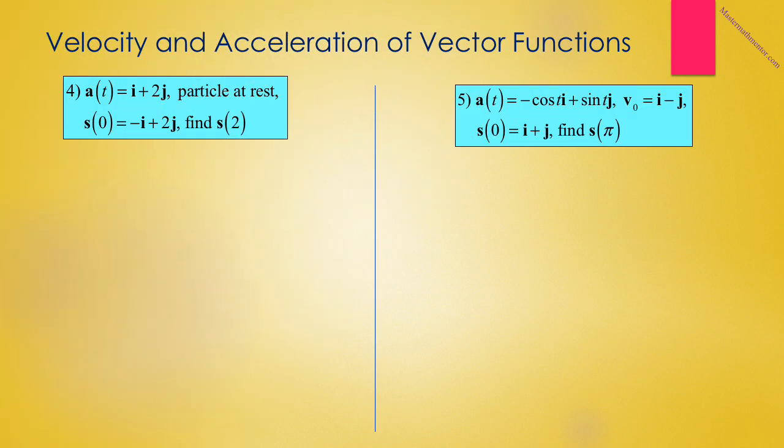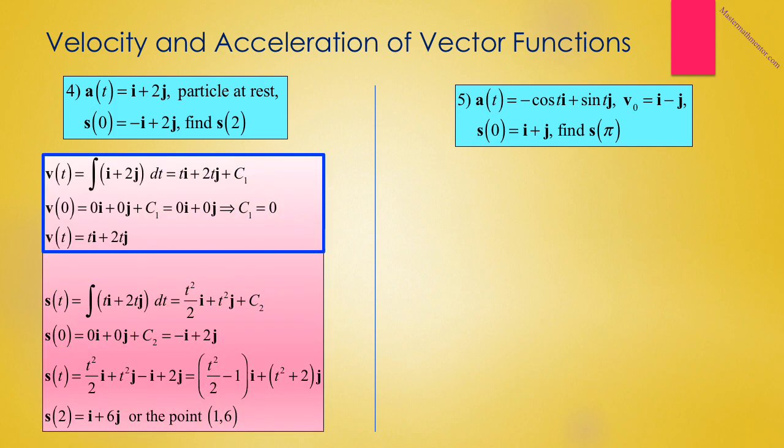In numbers 4 and 5, we work backwards. Rather than starting with the vector-valued functions that describe the particle's position, we now start with a vector-valued function representing its acceleration and try to determine where the particle will be after a certain amount of time. In number 4, we are told that a particle starts at rest from the point (-1, 2), with an acceleration vector of a(t) = i + 2j, and we would like to find the location of the particle at t equals 2.